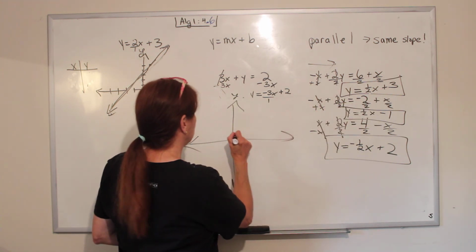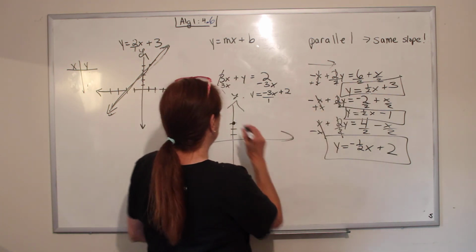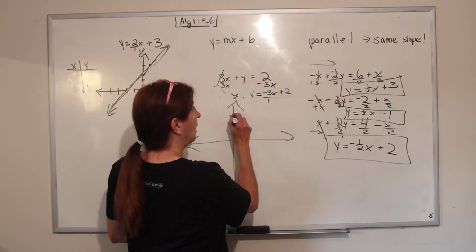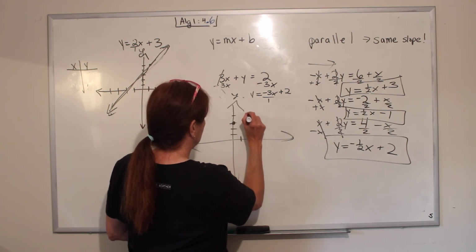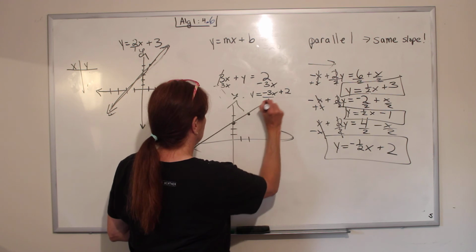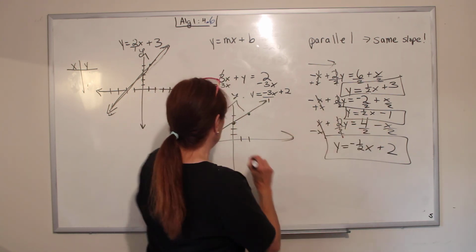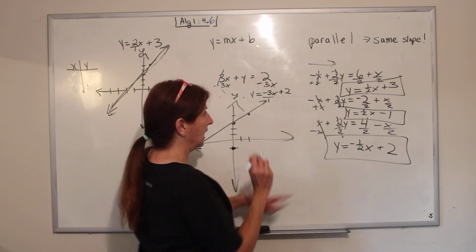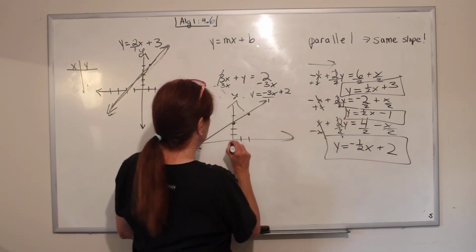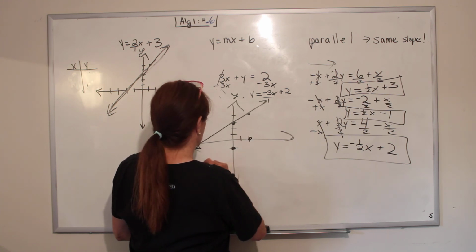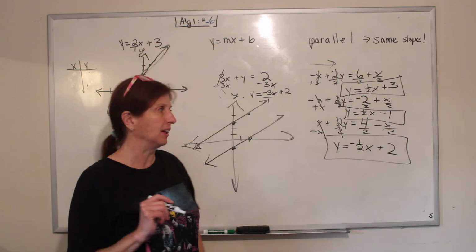I'm going to go to 3, put a dot, go up 1, over 2, put another dot, and there's my first line. Okay, now I'm going to do this line. I go to negative 1, put a dot, go up 1, over 2, put a dot, draw my line. Oh, look, railroad tracks, how pretty and parallel those are.